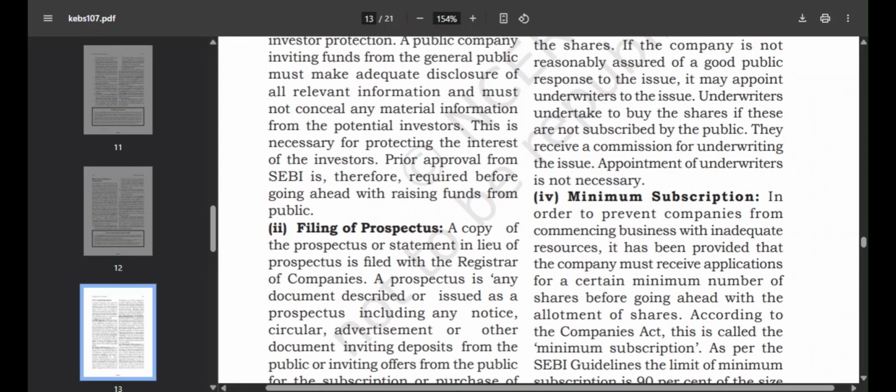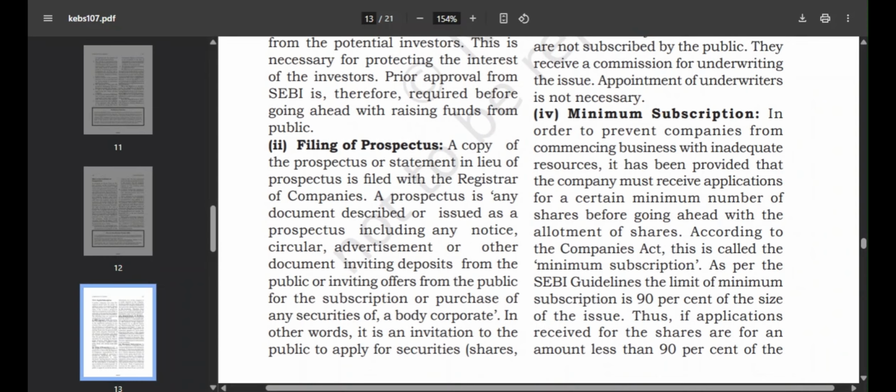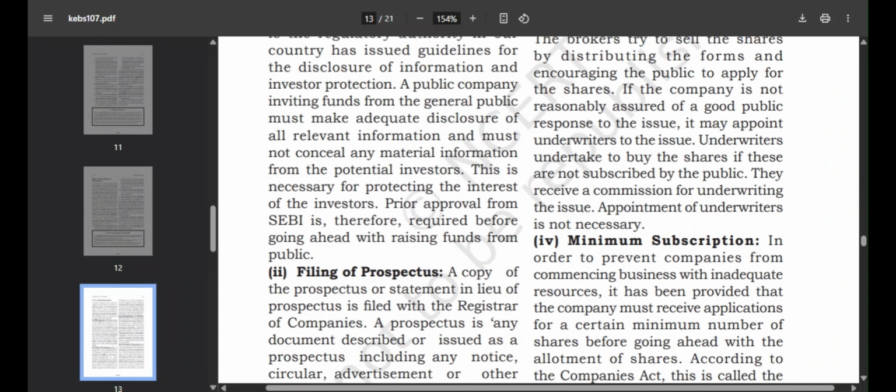Your second step is filing of prospectus. A copy of prospectus or statement in lieu of prospectus is filed with the registrar of companies. A prospectus is any document described or issued as a prospectus, including notice, circular, and so on, but this is not important. So you have to file the prospectus or statement in lieu of prospectus with the registrar of companies.